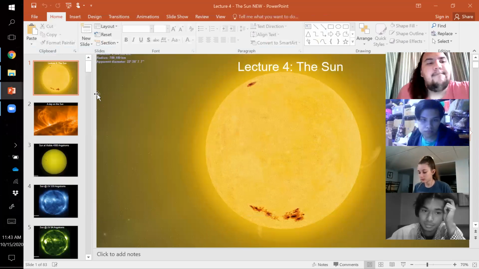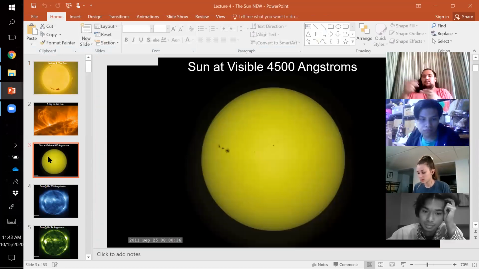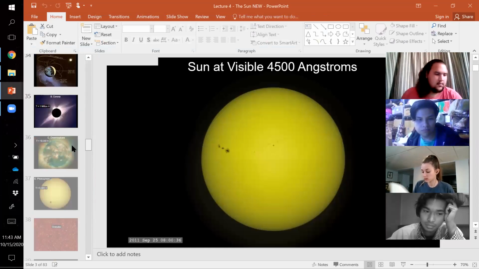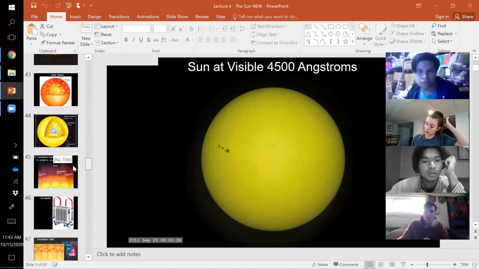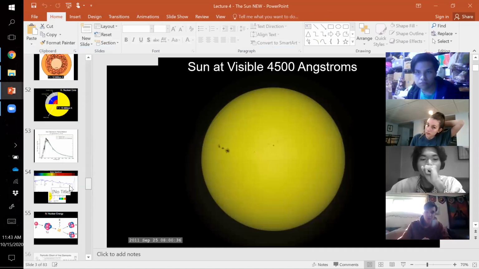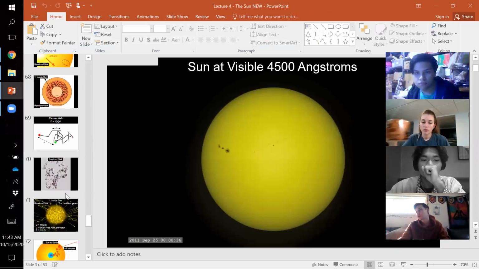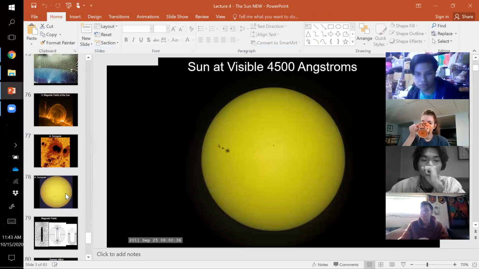Let's go over to our slideshow for a second here. Of course, you can see pictures of sunspots here. But what I want to do is show you guys how we know that sunspots are caused by magnetic fields. You may remember, the slides are a little bit further down here.